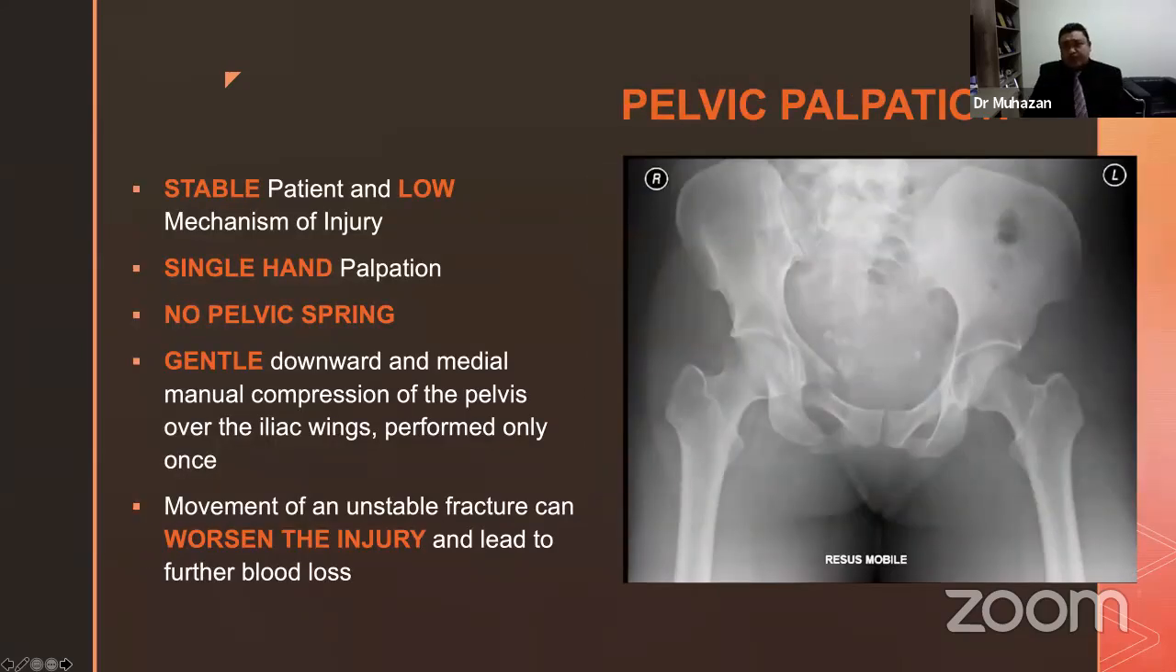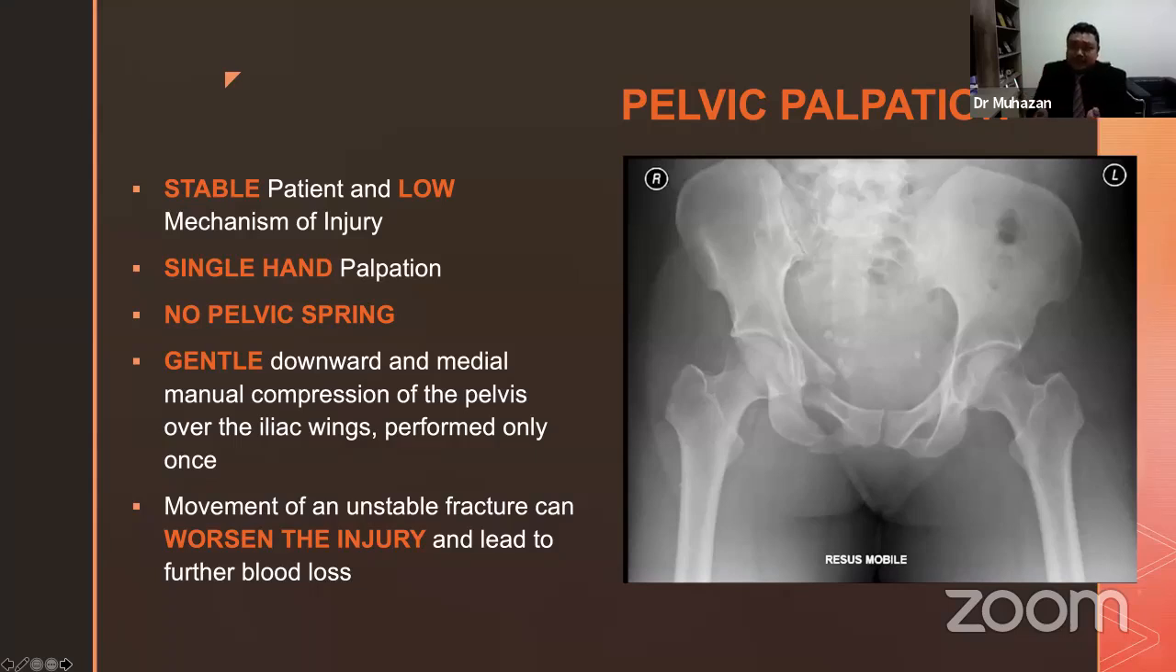All right, so now we go to the first part, the pelvic palpation. Please remember, we no longer advocate for a pelvic spring. Imagine the patient already has a pelvic fracture, and what you do is you spring the patient's pelvis together, and logically you're going to further push the injured, fractured part inwards. And this will worsen the injury the patient already had. So you should only do a single hand palpation, and you should do it gently.